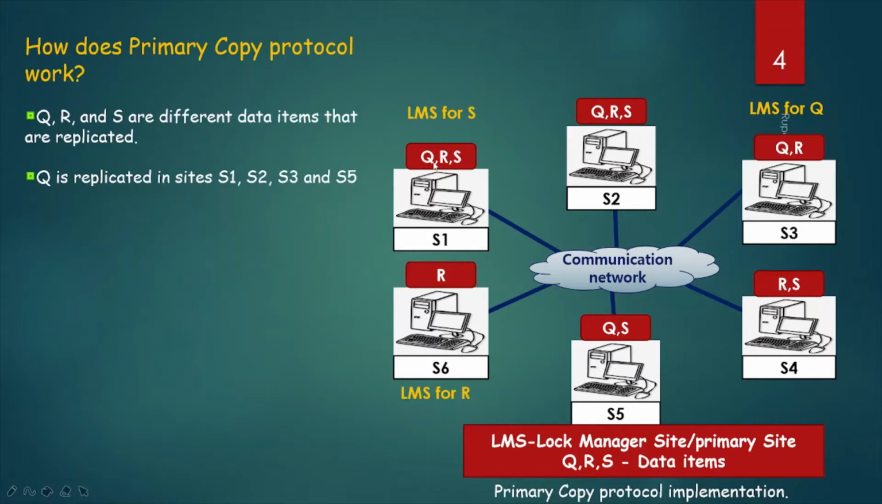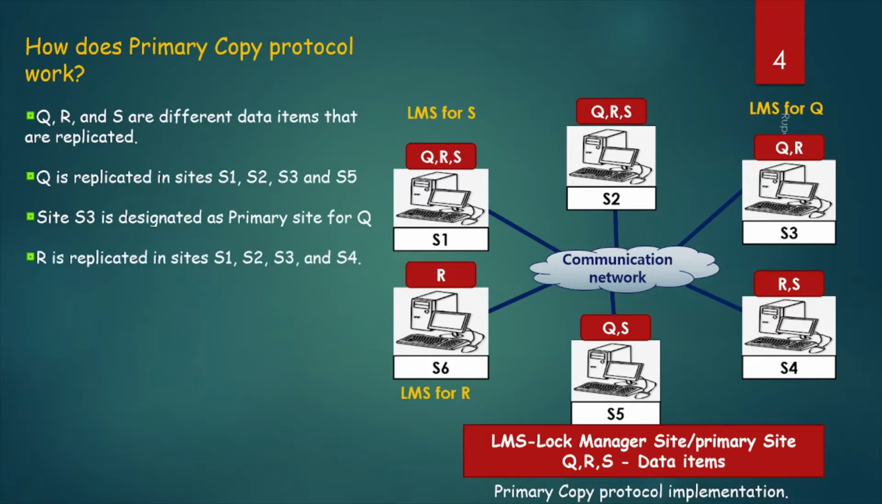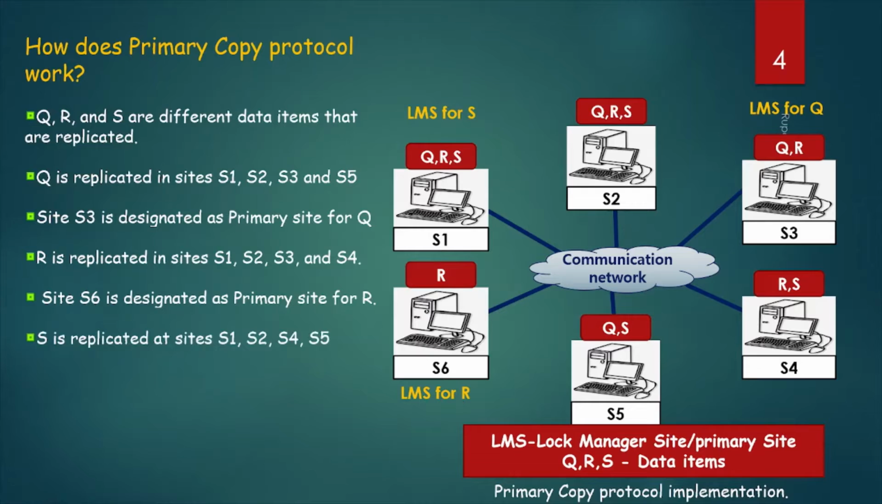Q is replicated inside S1, S2, S3 and S5. But site S3 is designated as the primary site for Q, that is LMS for Q. LMS means lock manager site for Q. Though replicas of Q are in S1, S2, S5, this site is chosen as the primary site for Q. R is replicated in sites S1, S2, S3 and S4. Site S6 is designated as primary site for R, that is LMS for R. S is replicated at sites S1, S2, S4 and S5. Site S1 is designated as the primary site for S, that is LMS for S.